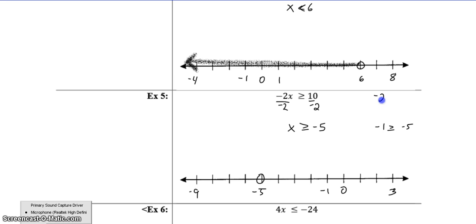what happens in the original is -2 times -1 greater than or equal to 10? That's false. That's not good. What happened? Well, the problem is when we divide both sides like that by a negative, or multiply both sides by a negative, we have to switch the direction of the sign. Because multiplying by a negative gives you the reverse, or opposite, direction.